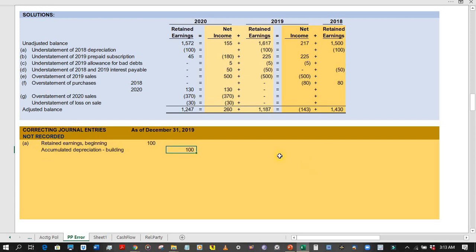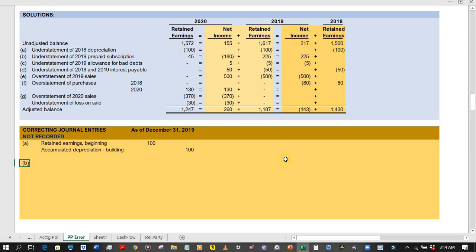And this is because the error is an understatement of 2018 depreciation, which means that if the 2018 depreciation is understated, it means that the accumulated depreciation in 2018 is also understated. That is why, in order to increase accumulated depreciation, our correcting journal entry should include a credit to accumulated depreciation building for 100 pesos. Next is letter B, correcting journal entries.